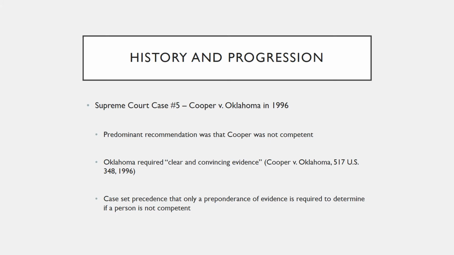So, Cooper was actually convicted and given a death sentence. However, this did make it to the Supreme Court, and the Supreme Court decided that the Oklahoma courts had placed too much of a burden on Cooper to prove that he was not competent. So they had therefore tried and convicted someone who would otherwise not be considered competent. So this case did set the precedence that only a preponderance of evidence is required to determine if a person is competent or not.